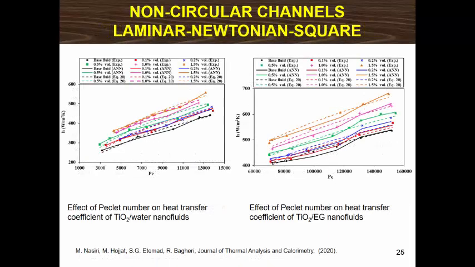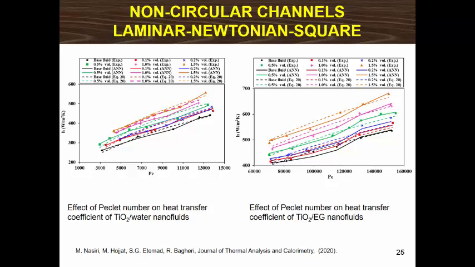Nassiri et al. have experimentally identified the performance of Newtonian and non-Newtonian nanofluids flowing through a square channel as a coolant. The flow regime was laminar. A two-step method was used to prepare stable suspensions of alumina and titanium nanoparticles. Water and ethylene glycol were used as the base fluids of Newtonian nanofluids, and 0.5 mass percent carboxymethyl cellulose in water was used as the base fluid of non-Newtonian nanofluids. Nanoparticle concentration was in the range of 0.1 to 1.5% by volume.